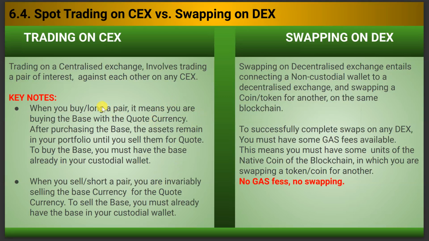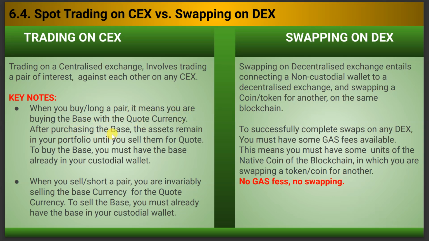So when you're dealing with centralized exchanges, as far as it relates to spot trading, there are key things you need to understand. On spot trade on centralized exchanges, you are going to be buying a pair. It means you are buying the base with the quote currency.